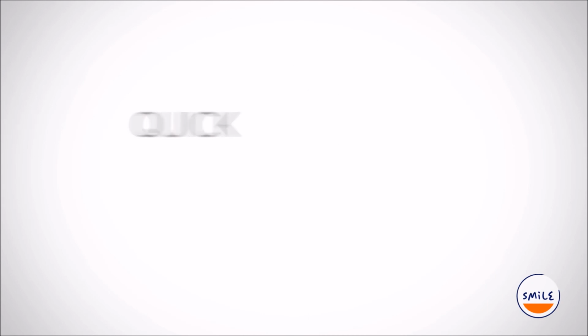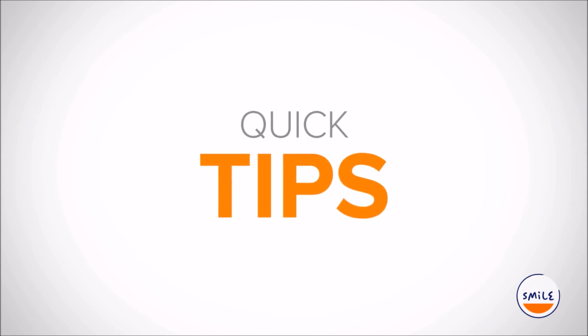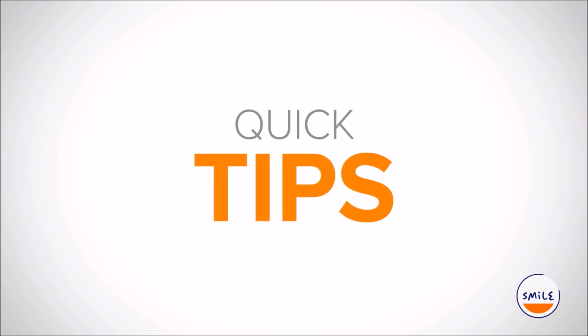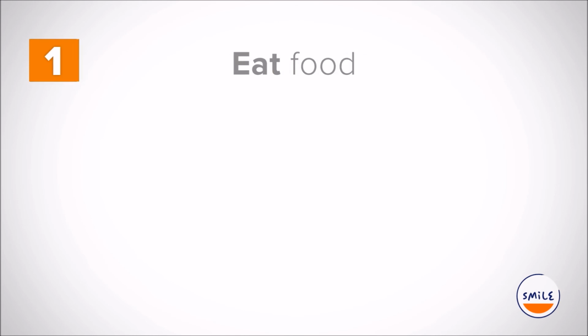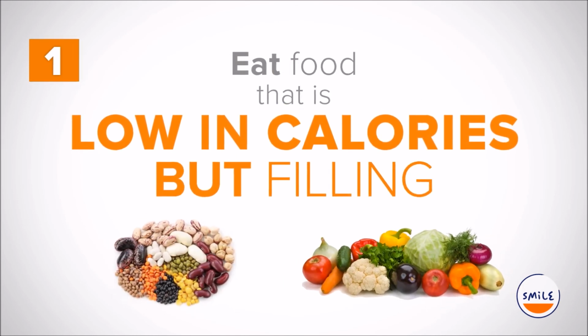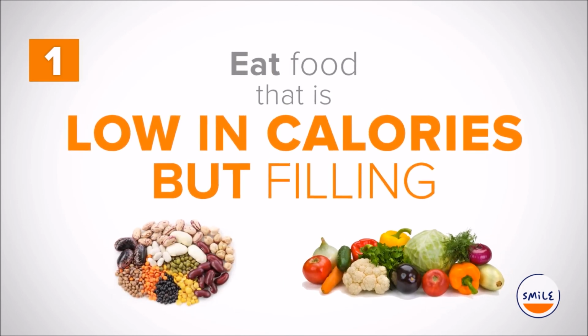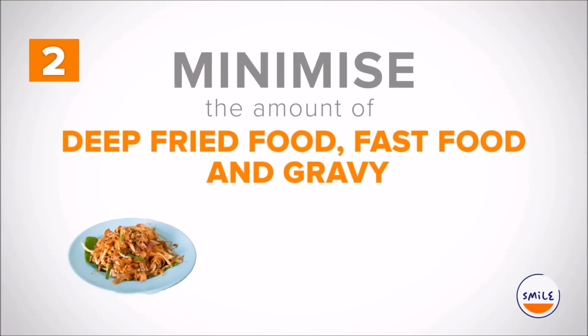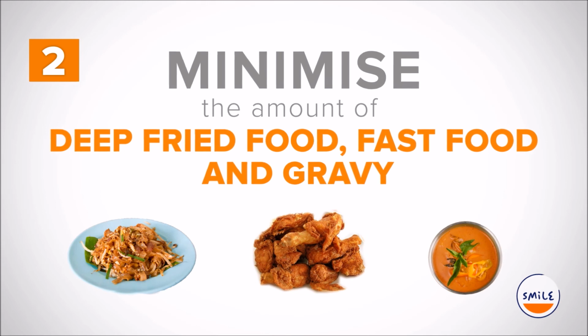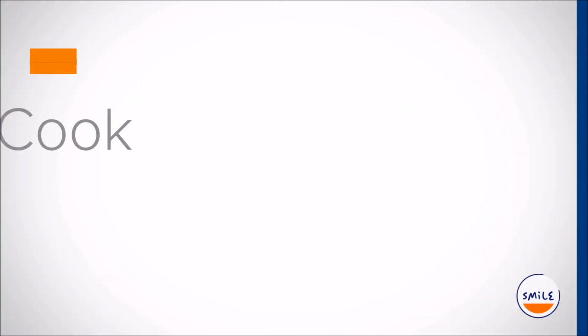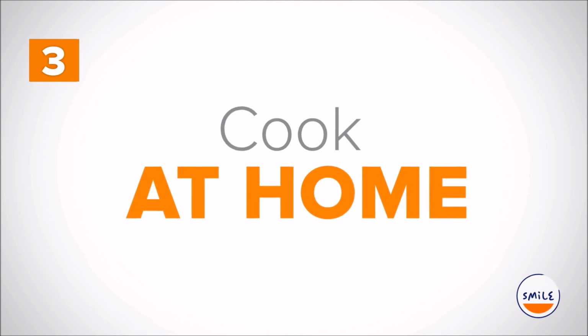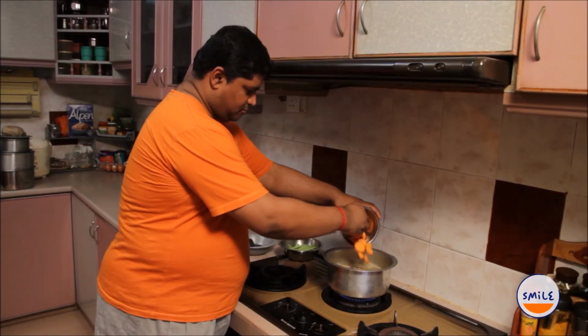We have covered a lot of content this session, but if you just keep the following tips in mind, you will be consuming calories in a healthier way than you were before. 1. Before eating high-calorie foods, consume foods that are low-calorie but filling. 2. Minimize how much deep-fried food, fast food, and gravy you consume. They are high in calories. 3. Prepare meals at home so that you can control the type of food and how it is cooked.